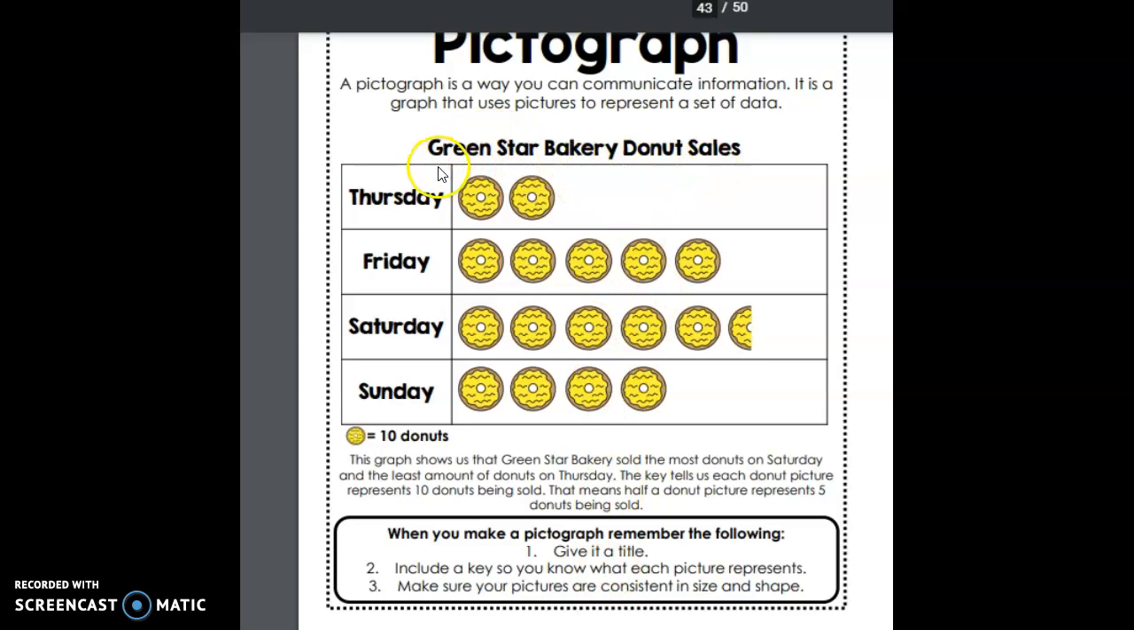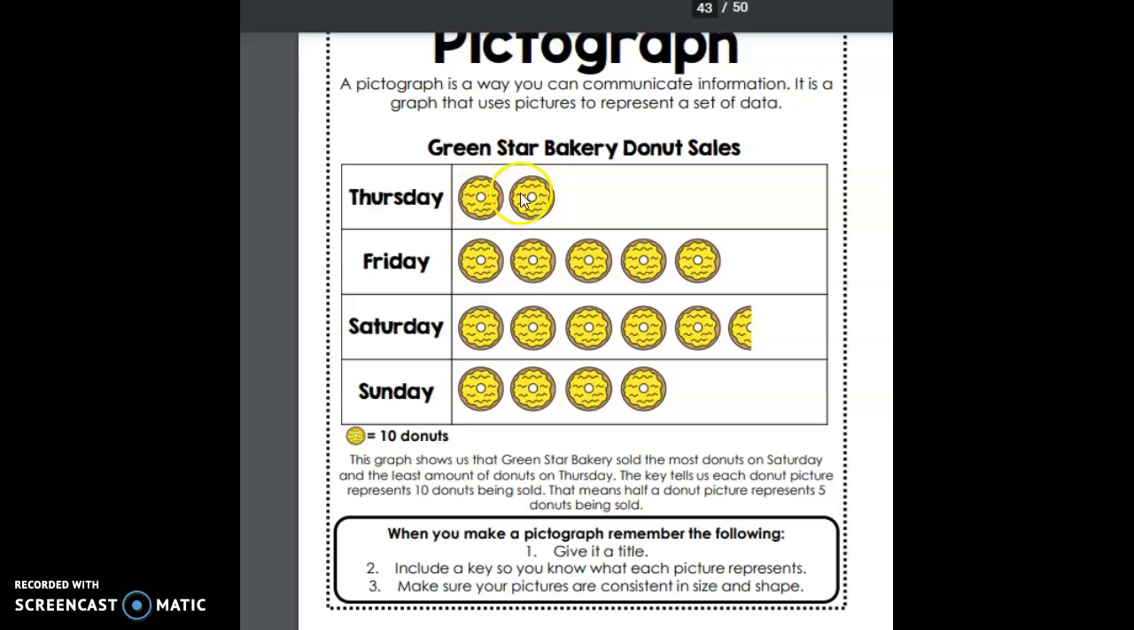So in this one, Green Star Bakery donut sales, okay? They did Thursday, Friday, Saturday, Sunday. That's where they collected data from. And down here, this little part down here with this little donut, and it has an equal 10 donuts, that means one of these donuts is going to equal 10 donuts. So on Thursday, they did not sell 2 donuts.